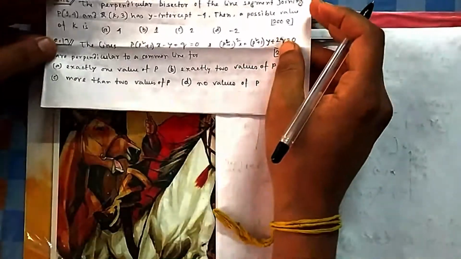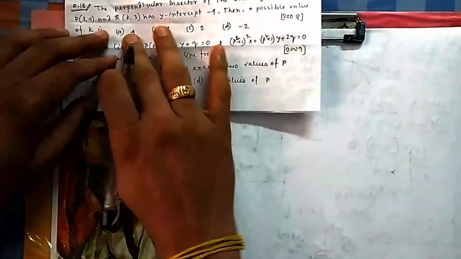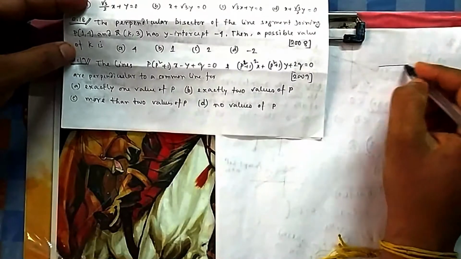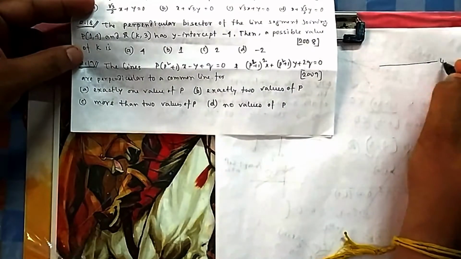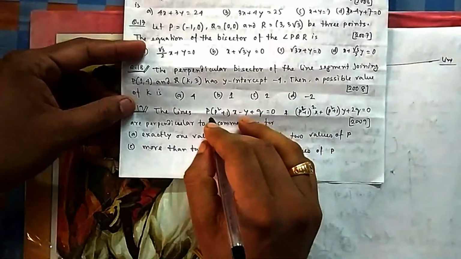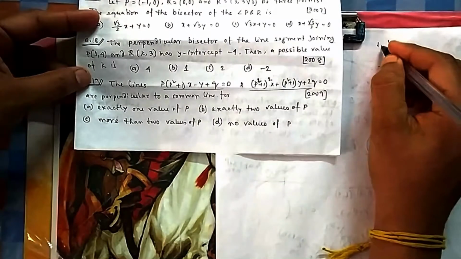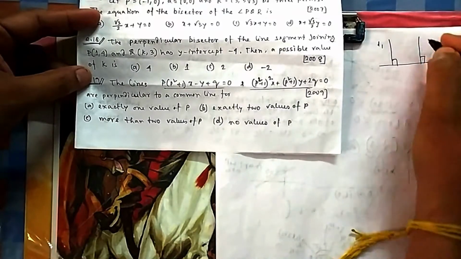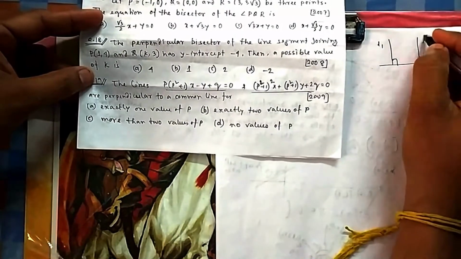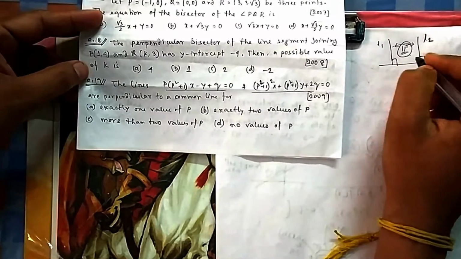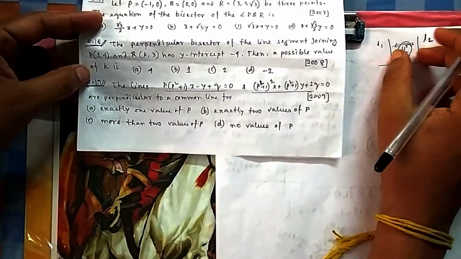Now if we come to question 19, these lines are perpendicular to a common line. What is the meaning of perpendicular to a common line? That means there is a line, any line. Suppose this is L1 and this is L2. Both are perpendicular to this line. This means these two lines L1 and L2 are parallel to each other.